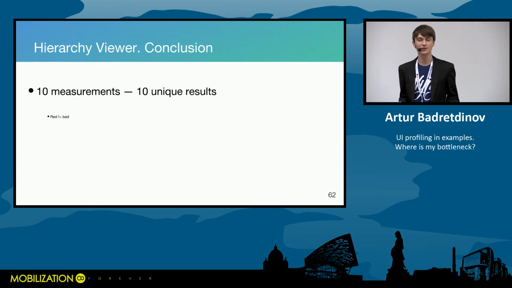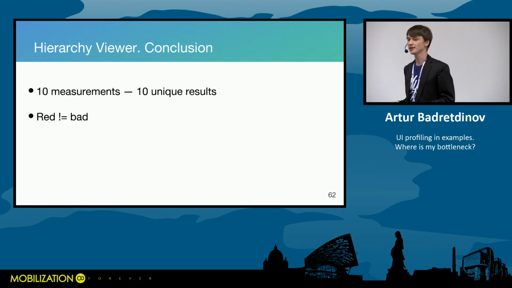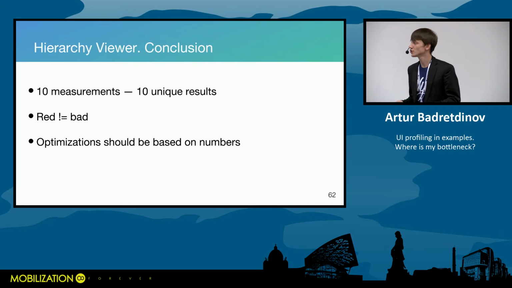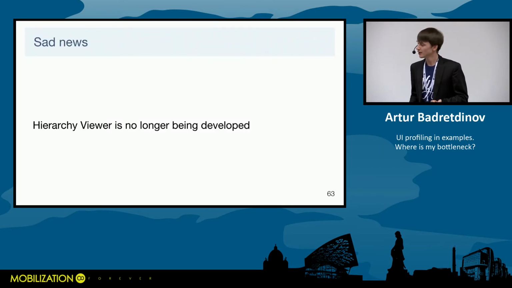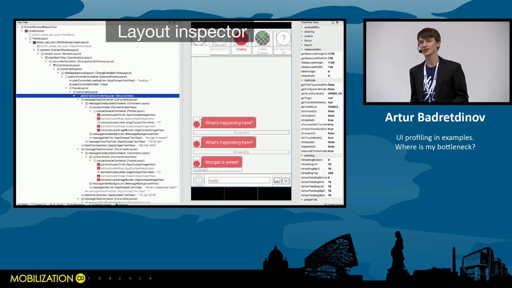OK, conclusions. 10 measurements, 10 different results. Red is not always bad. And it's important to be able to make all of your optimizations based on numbers. And the biggest drawback of this tool, I think, is that metrics can be taken only in a manual way, and it's not possible to automate them. And unfortunately, probably this won't change as HierarchyViewer is no longer developed. Android Studio suggests we use Layout Inspector, but unfortunately it doesn't have any profiling means at all, for now at least. So let's hope that they will add it somewhere, and HierarchyViewer still works with nowadays apps, if you need it.